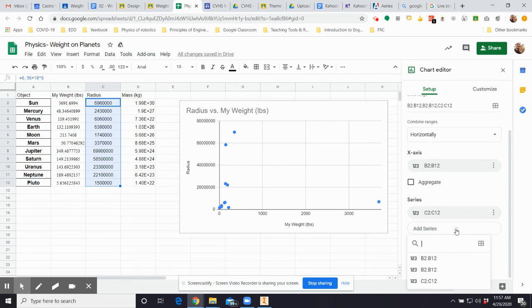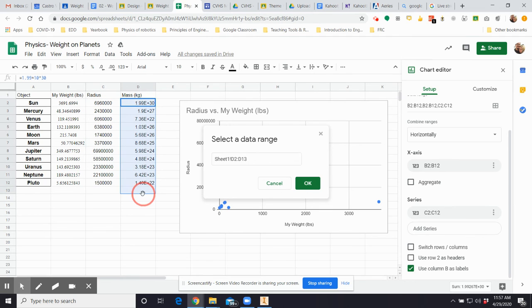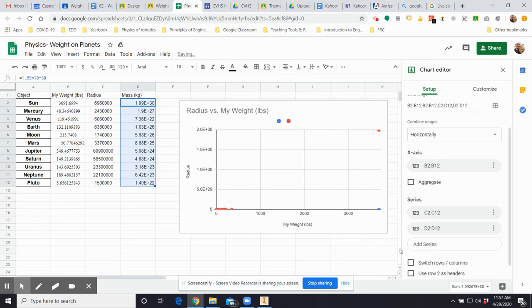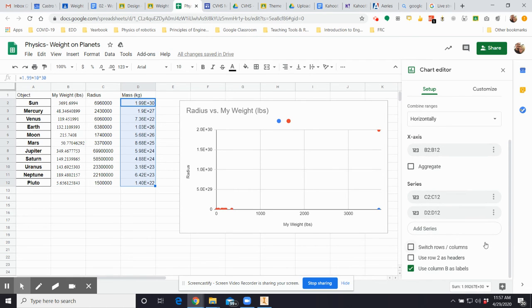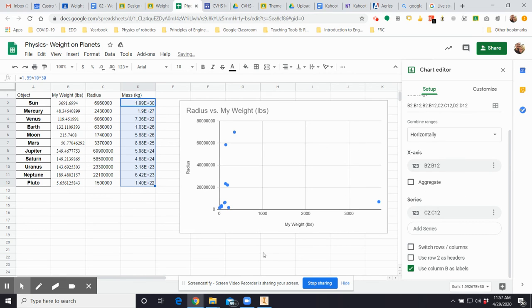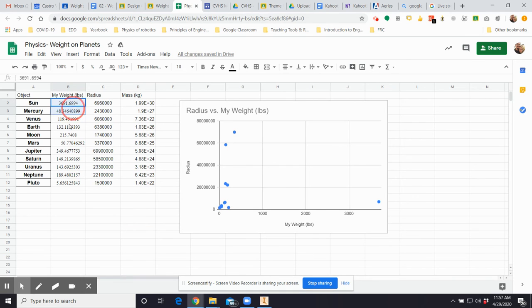And then what we could do too is we could also graph the mass. So radius versus mass. You might want to scale these. It might be easier to put them on two separate charts. So I think it'd be easier to do this one. So radius versus, and then what we would do next is we would do mass versus.